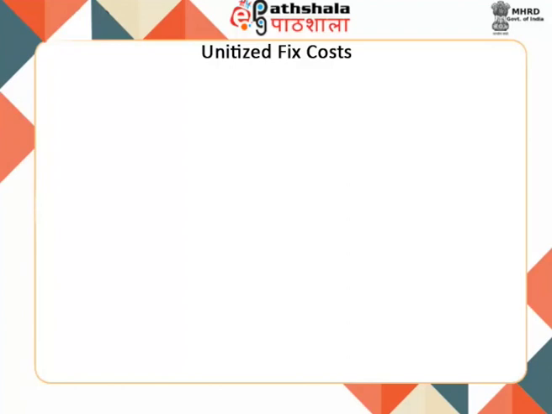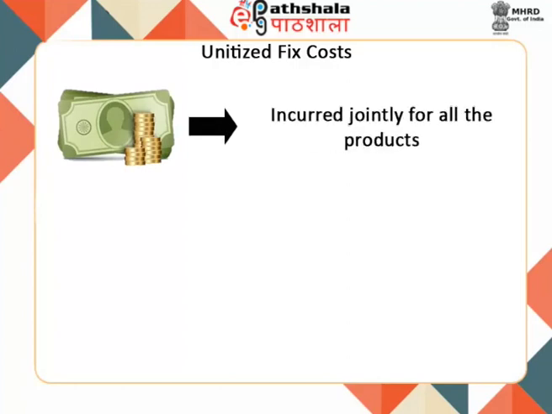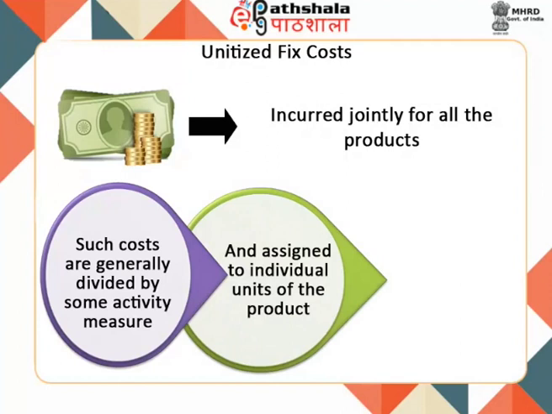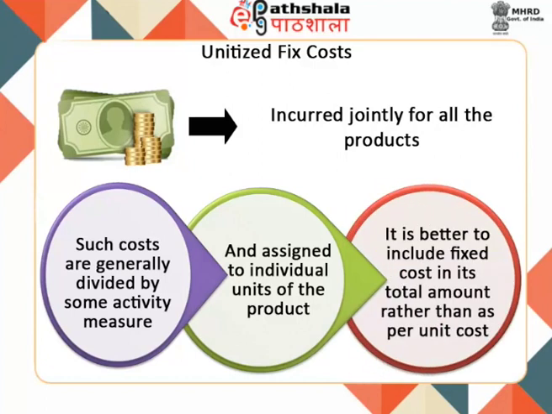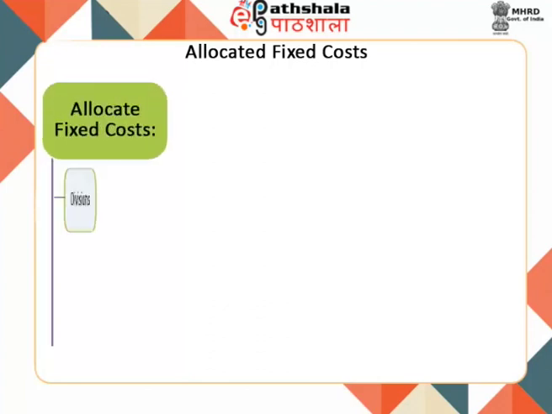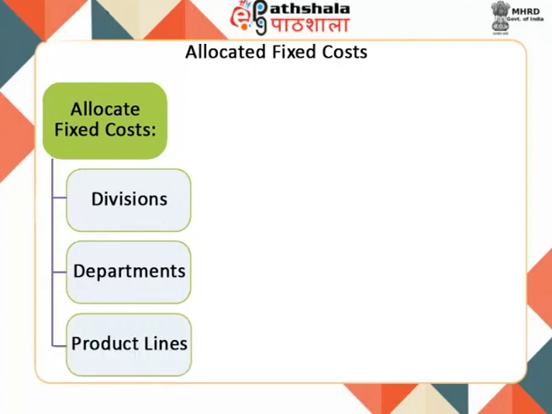Unitized fixed cost is the cost that is incurred jointly for all the products manufactured by a firm. Such costs are generally divided by some activity measure and assigned to individual units of the product. But in decision-making analysis, it is better to include fixed cost in its total amount rather than as per unit cost. Allocated fixed costs. It is common to allocate fixed costs across divisions, departments, or product lines.